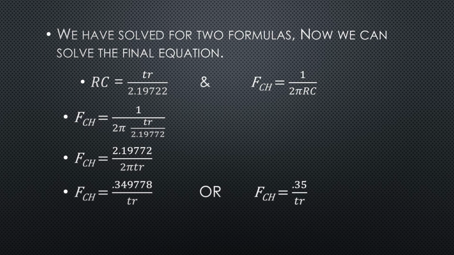If we take the 2.19722 divided by 2 pi, that gives us the 0.349778 divided by rise time, or 0.35 divided by rise time. And that's where our frequency cutoff high square wave analysis formula of 0.35 divided by rise time comes from.